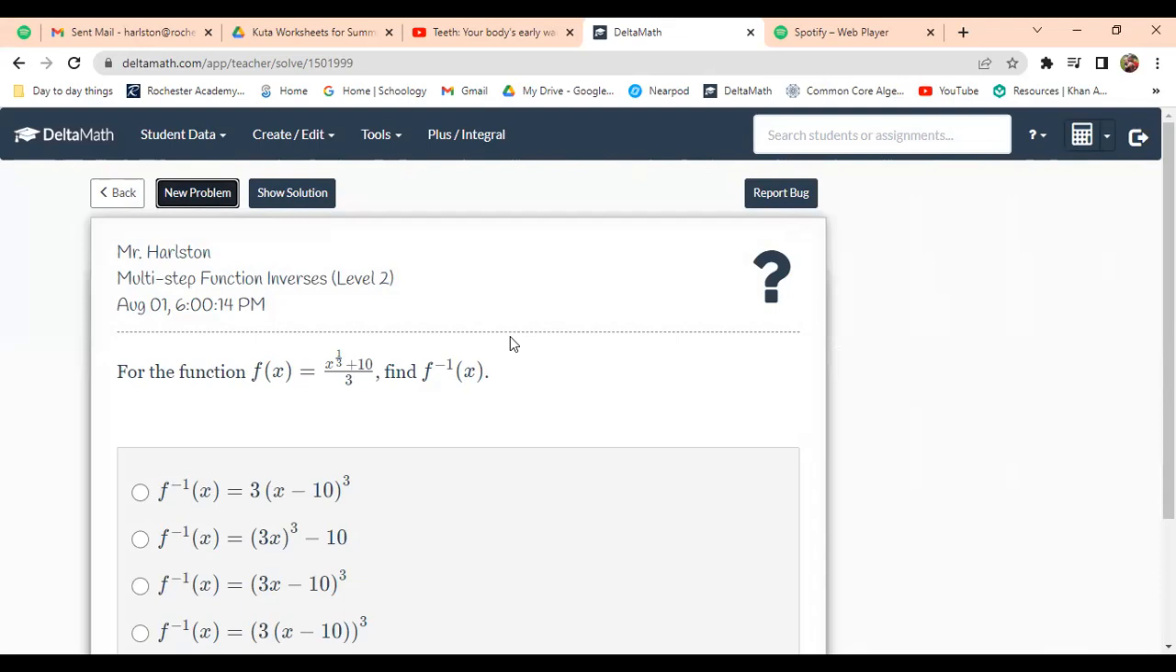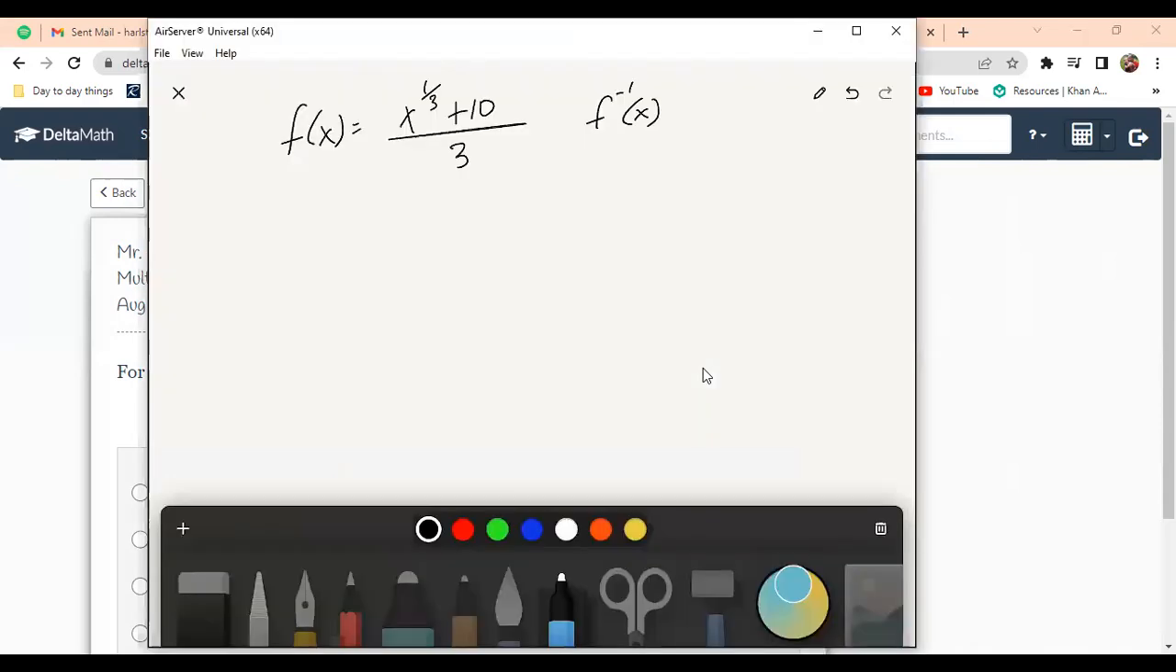F of x is equal to x to the 1/3 power plus 10, that sum divided by 3. They want us to find the inverse function. And so I'll share my iPad and let's work through it.